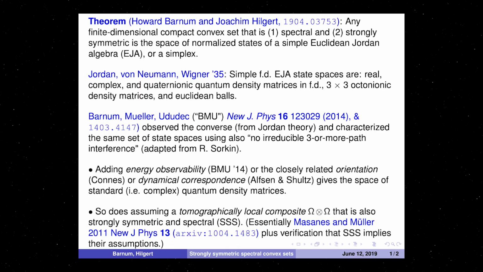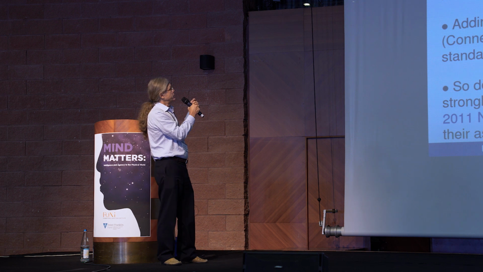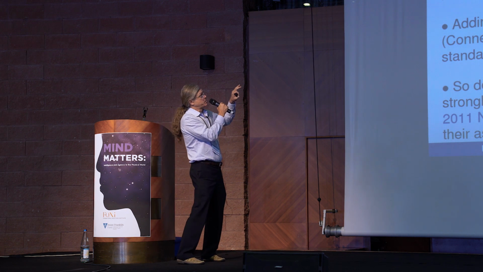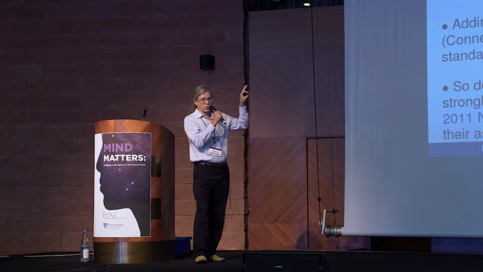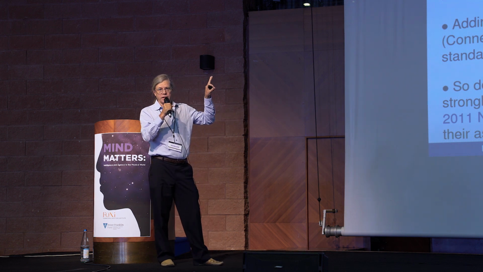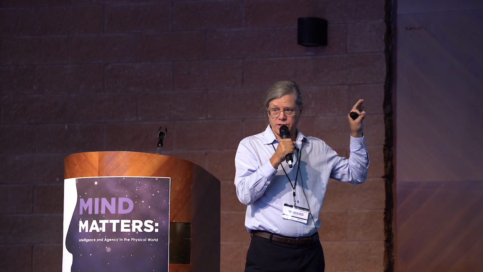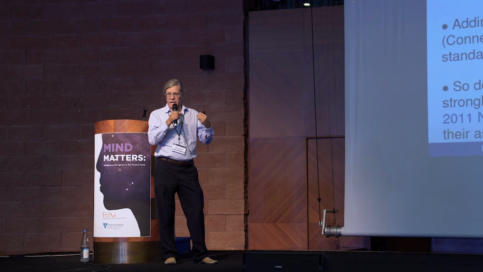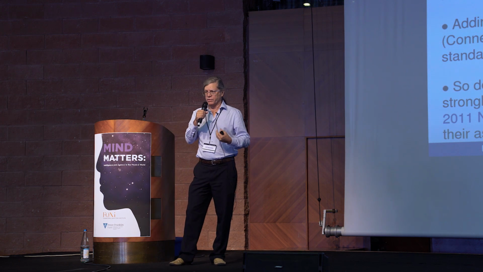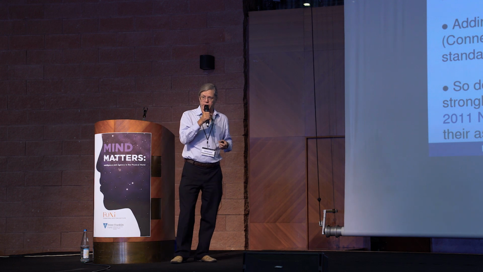There's the archive reference. Any finite dimensional compact convex set that is one, spectral, and two, strongly symmetric, and I'll define those terms, is the space of normalized states of a simple Euclidean Jordan algebra, or a simplex. And we're working in finite dimension. We believe there are infinite dimensional generalizations of this. So this is already very close to quantum state space. And in this game, we're often interested in characterizing quantum state space in physically significant or informationally significant terms in order to understand it better.